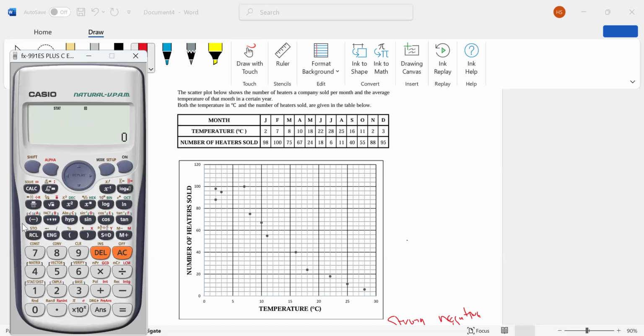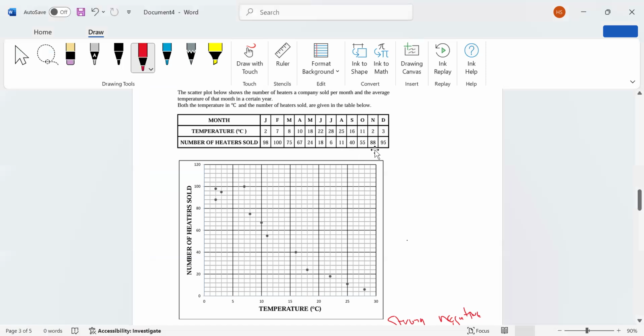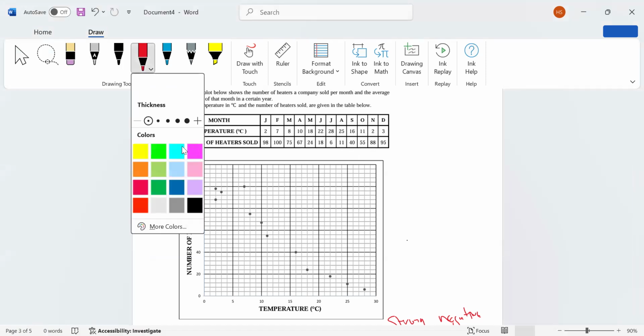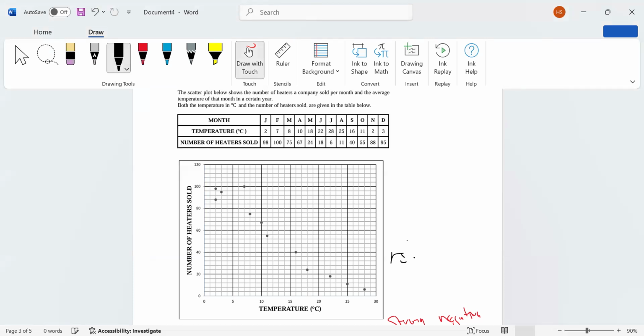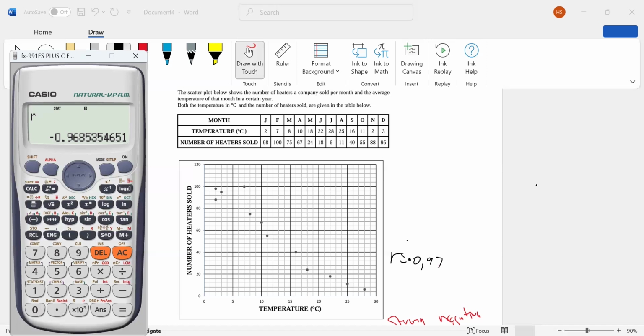Then we clear with AC and now we can calculate the correlation. Go to shift, then option five, regression, then option three, R. We get negative 0,96, and after rounding to two decimal places, it is 0,97. So R is equal to negative 0,97. Okay, we are done.